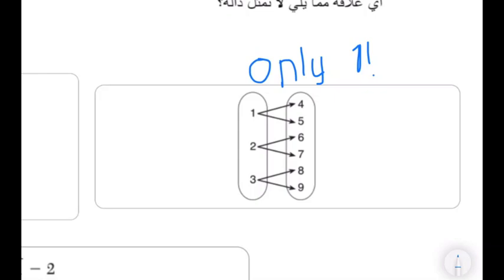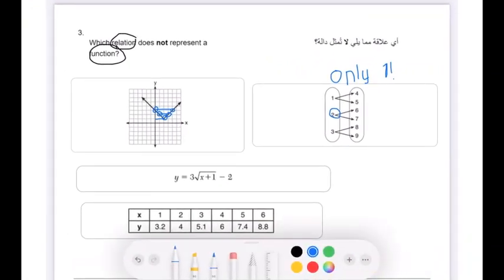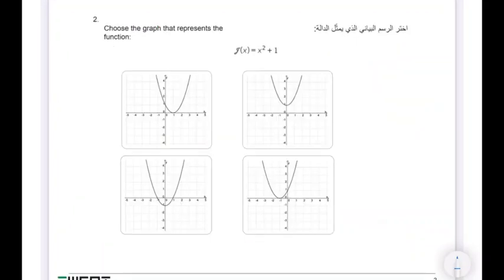Let's move on to number 2 here. Number 2 corresponds to 6 and 7. If you want to make this a function, then it would only correspond to 6 or only to 7. So this is the right answer, because here they're asking which relation does not represent a function, and this is the right answer.